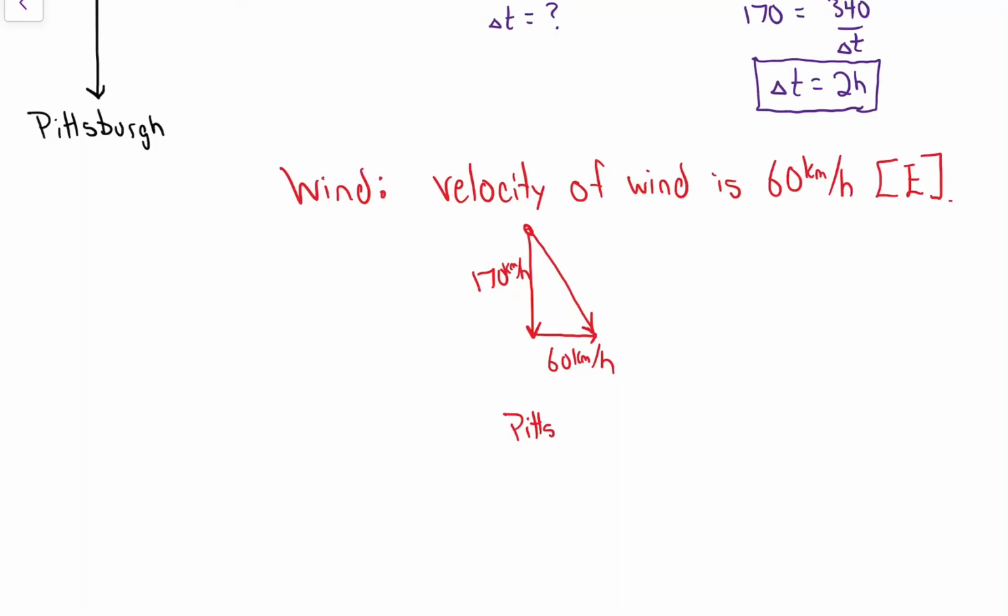If we follow that hypotenuse, we're not going to end up in Pittsburgh. Pittsburgh is somewhere down here. We're going to end up somewhere east of Pittsburgh. How far east, we'd have to do the math to figure out. It's not tricky math, but we'd end up over here somewhere. We wouldn't get to Pittsburgh at all.